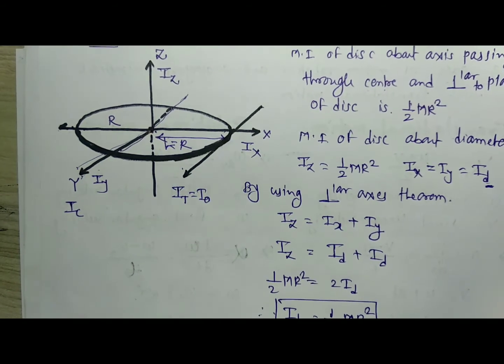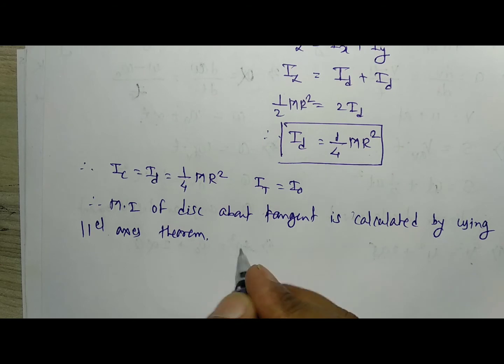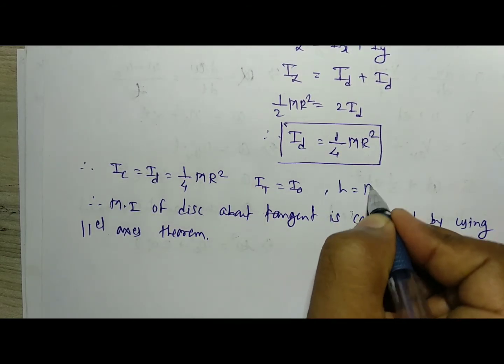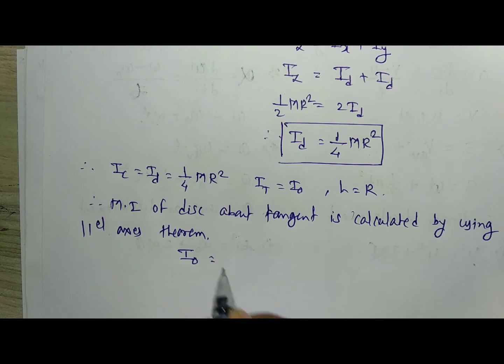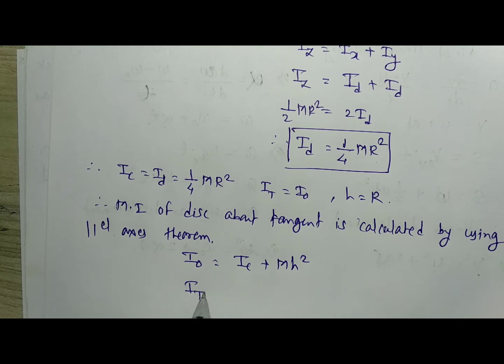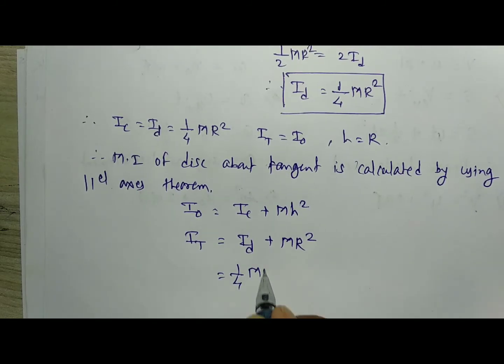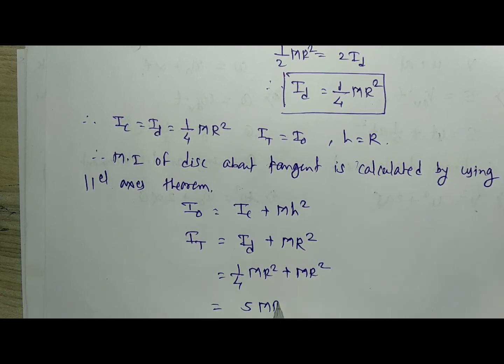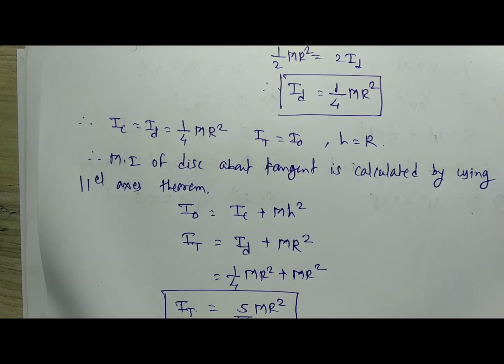That means the distance between the two parallel axes is r, and therefore h is equal to r, and we know that IO is equal to IC plus mh square. IO is nothing but your IT, the moment of inertia about a tangent. IC is nothing but Id, plus mr square. Id is 1 divided by 4 mr square, plus mr square, which is 5 divided by 4 mr square. This is the moment of inertia about a tangent.